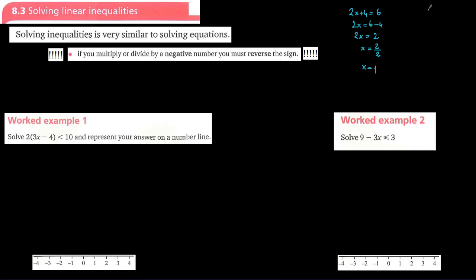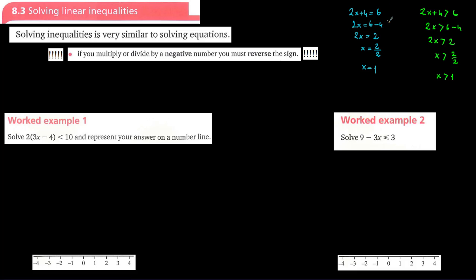If I ask a different question, like 2x plus 4 is greater than 6, using one of the inequality signs, I'm going to do everything the same again. 2x is greater than 6 minus 4. As you see, nothing is different, only the sign. 2x is greater than 2. Pardon, I'm sorry, it's going to be 2, and x is greater than 2 divided by 2. X is greater than 1.